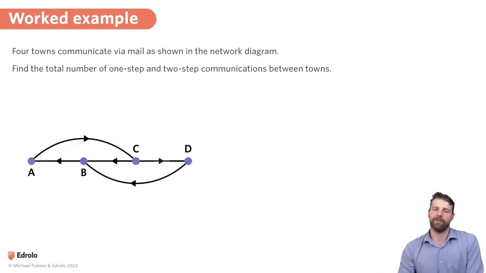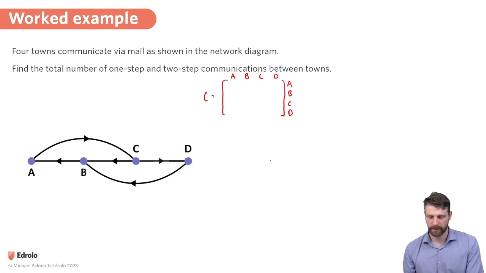4 towns communicate via mail as shown in the network diagram. Find the total number of one-step and two-step communications between towns. Okay, to do this, I've got 4 vertices, so I'm going to need a 4x4 matrix. So I'm going to draw that and call it C. Okay, there's my shell. And let's go through and look at the directed communication links.